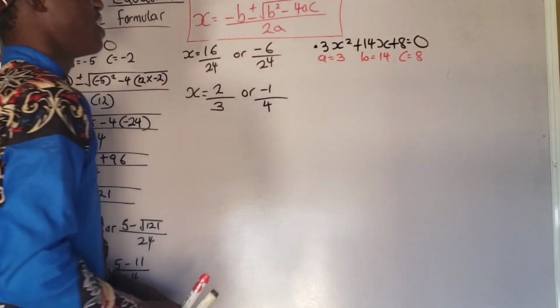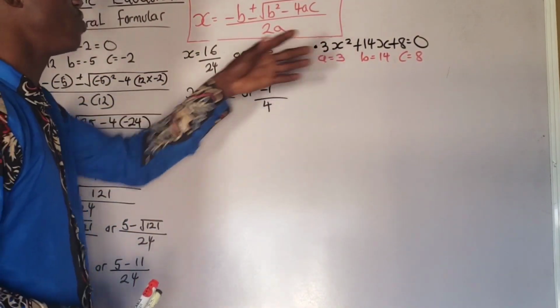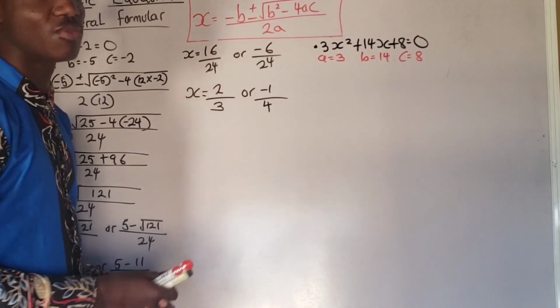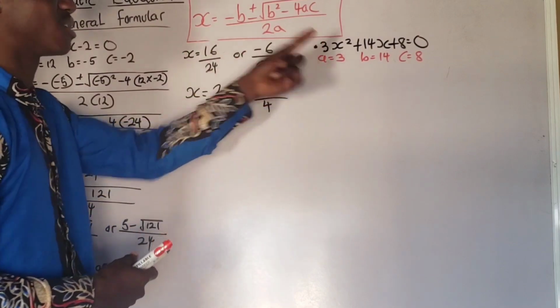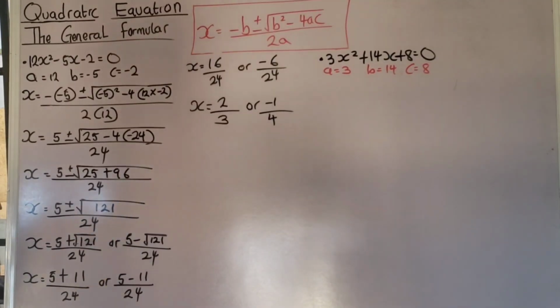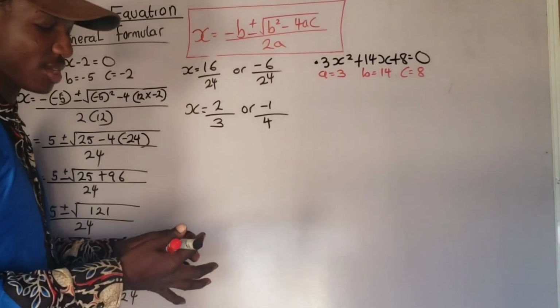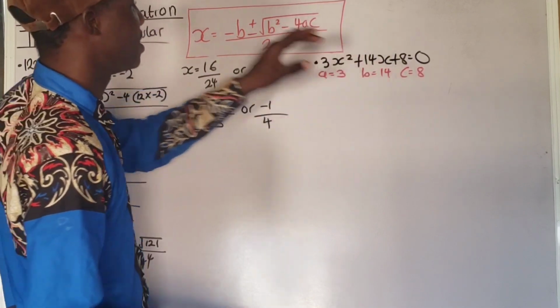Now, having identified your a, b, and c, the next step is to plug in these values into this formula and simplify. By so doing, you are going to get the value of x. Those values of x are the ones that satisfy the quadratic equation. So we are going to plug in a, b, and c into this formula.